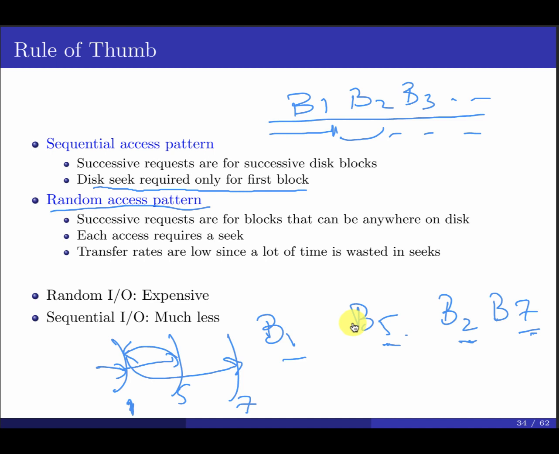Because the transfer rate is going to be too low, since most of the time you're going to spend just finding the beginning of the next block that I need to fetch. So this one is a bad idea, and the performance is going to be much worse and more expensive. And this one is going to be much better, because the time is going to be much less. So we prefer to have sequential access.